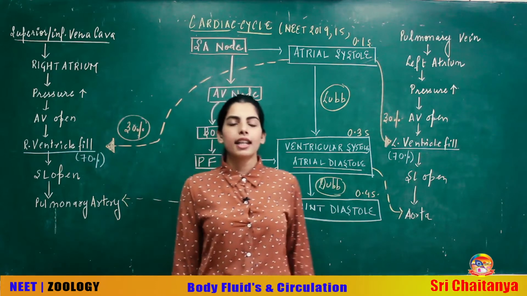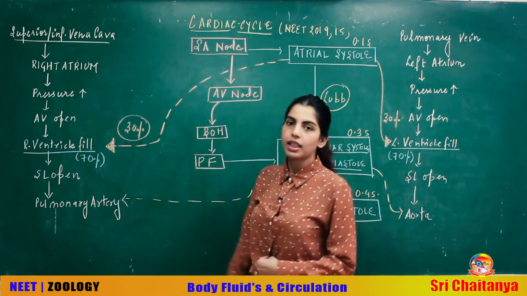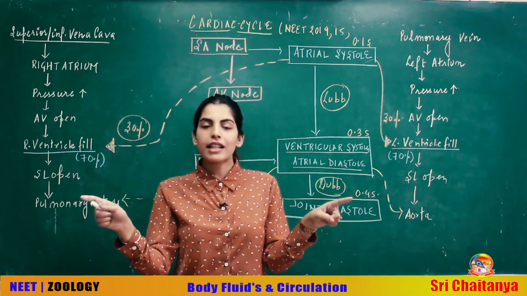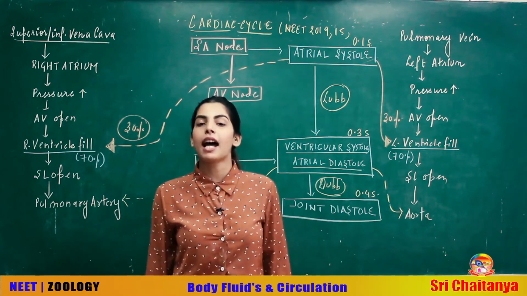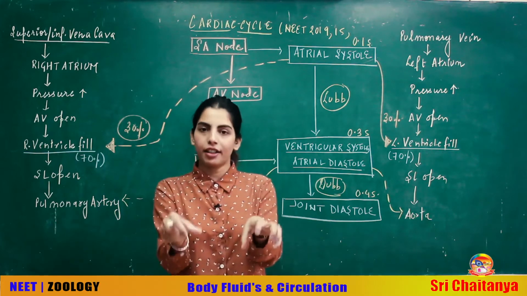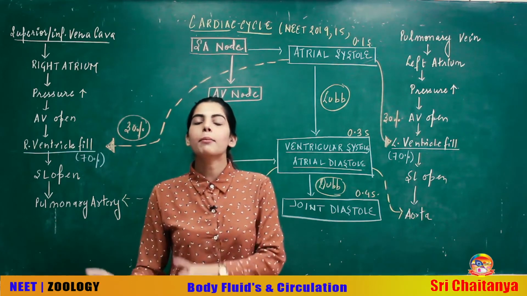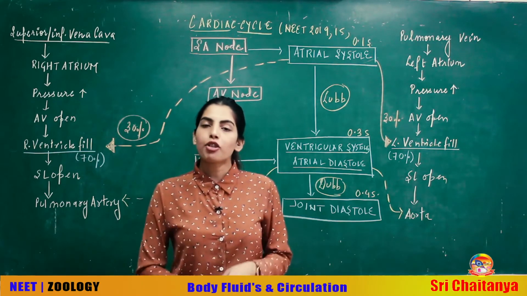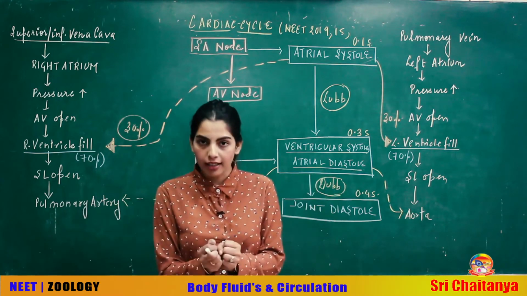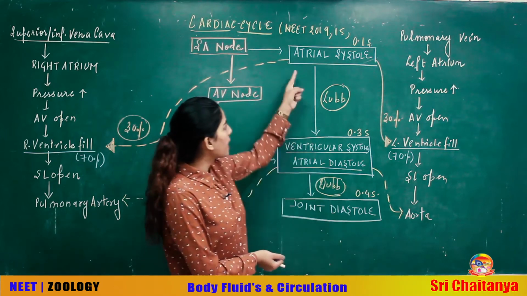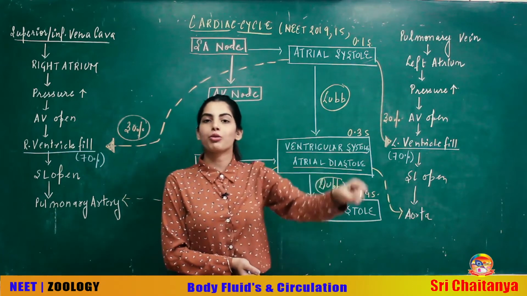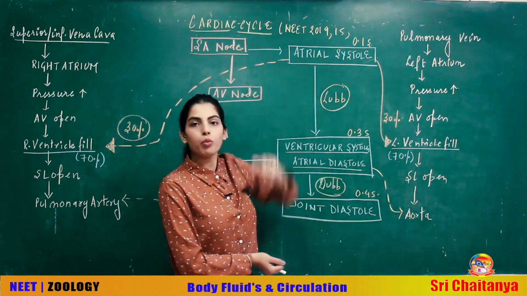But after this relaxed state, once your SA node starts generating the impulse, SA node sends the information to both the atria. When it sends information to both the atria, what is happening is contraction. Contraction of both the atria, that is atrial depolarization. When the atria is getting depolarized, when the atria is getting contracted, what is happening is called as atrial systole. Atrial depolarization leads to atrial systole, that is for 0.1 second.